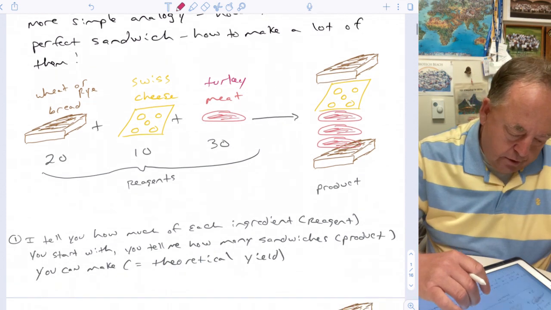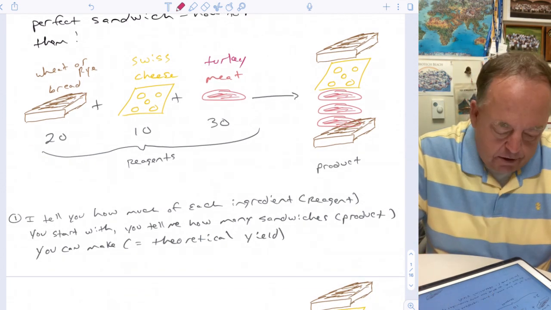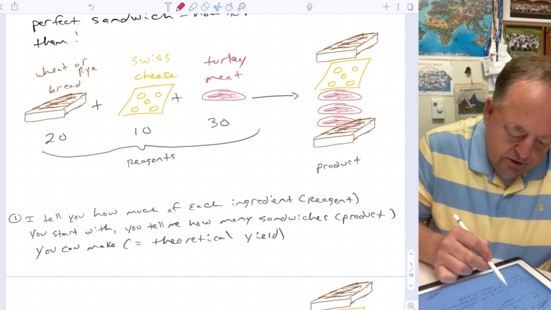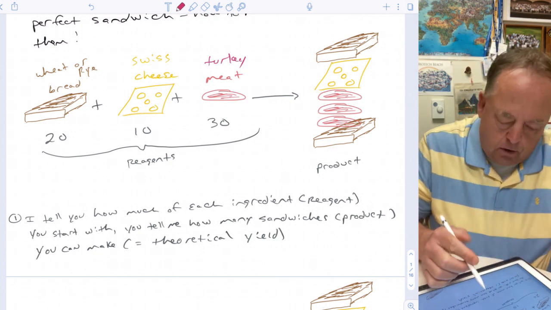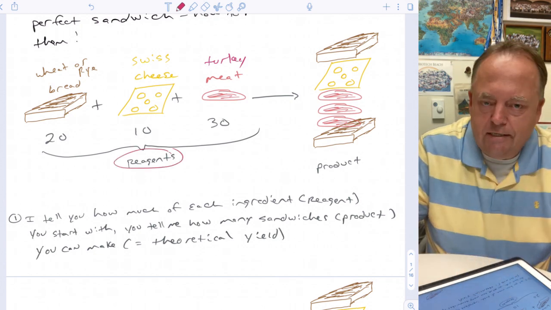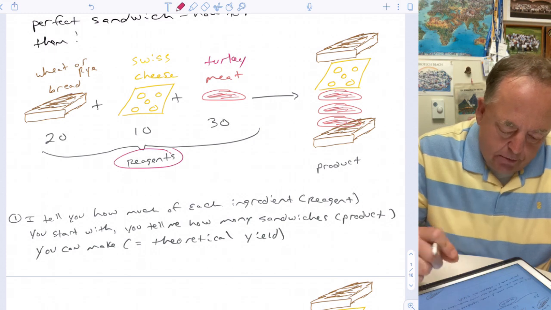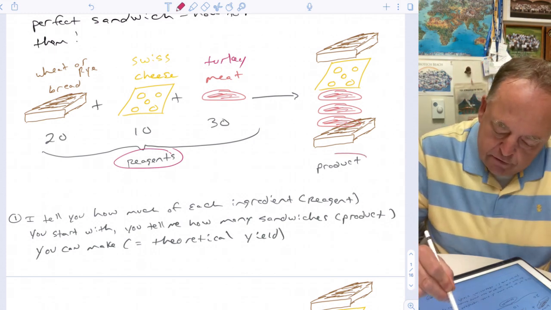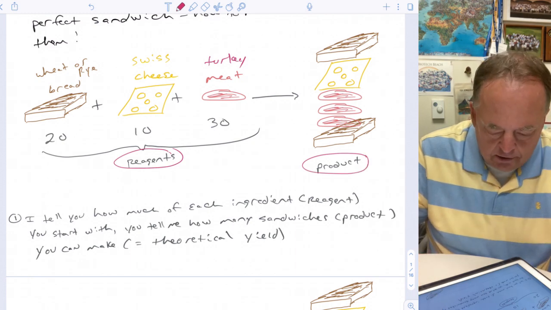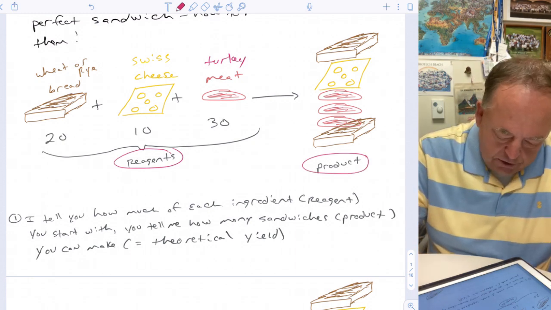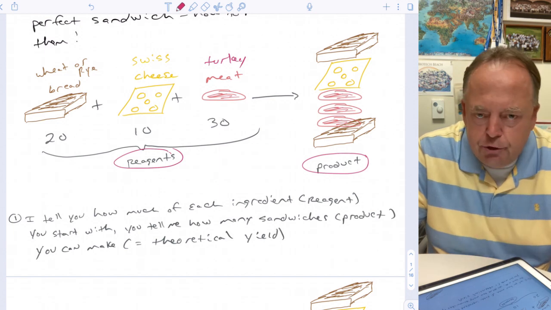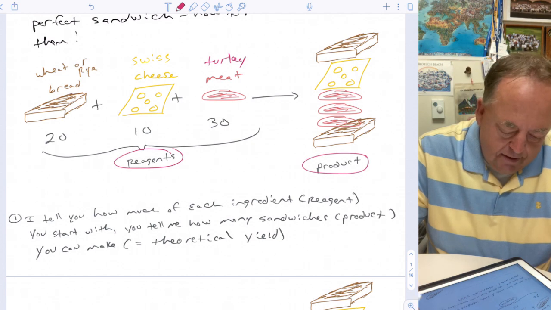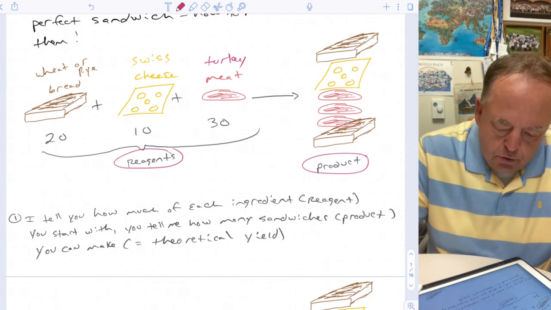Okay, so we're going to go through 4 different scenarios. In the first scenario, I tell you how much of each ingredient you have. These are the ingredients on the left of the arrow, what in chemistry we would call the reagents, right? So I tell you how much of each you start with. You tell me how many sandwiches you can make. And the sandwiches, of course, would be our product in this case. If you tell me how many sandwiches you can make, you're basically telling me the theoretical yield of this reaction.